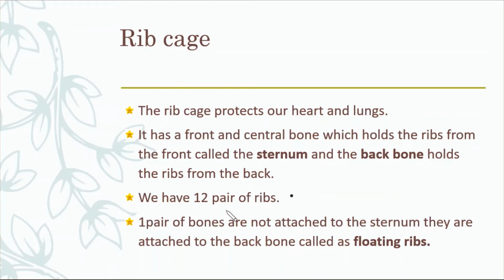Now we have 12 pairs of ribs. So now one pair of bones are not attached to the sternum. They are attached to the backbone, which are called as floating ribs. Now I'll again show you another slide which will contain the picture of a rib cage.